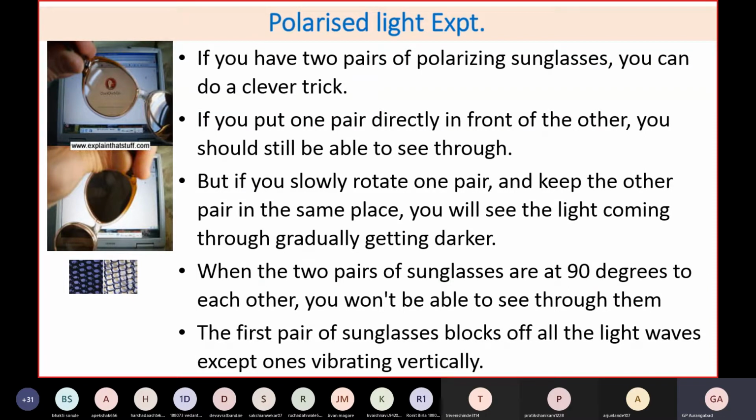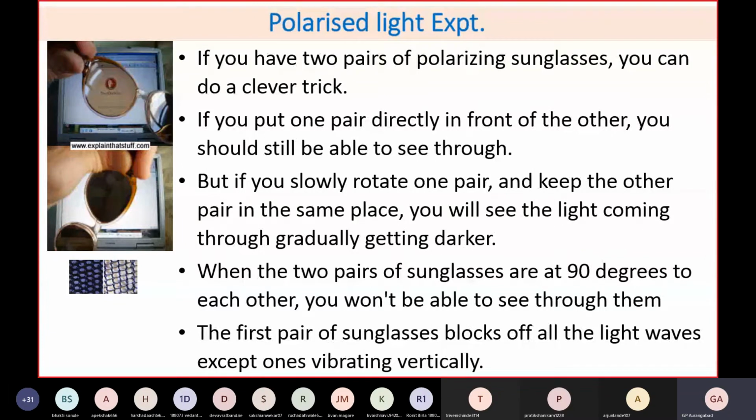Let's see, if you have one glass fixed and you rotate another glass above it, then you will find that the light coming through becomes darker and darker. That means the light is blocked. Now when the two pairs of sunglasses are exactly 90 degrees to each other, you won't be able to see through them. That means they have blocked all the light coming through.